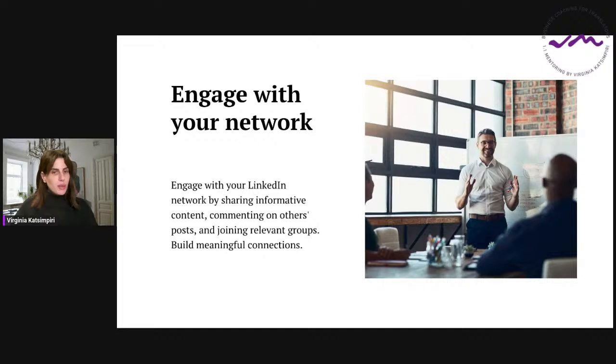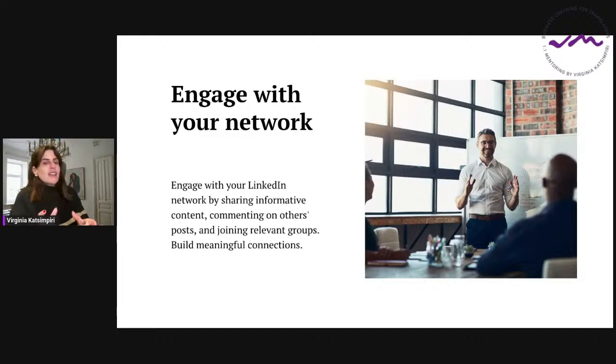How can you engage? By sharing informative content, commenting on other posts, joining relevant groups. There are so many great targeted groups, you can even find groups about your ideal clients. I would suggest you go there and network with them. And of course, keep in the back of your mind that you are not going there to sell to people, because if you are trying to sell, you don't like it, first of all, so you won't succeed, but also people feel it.